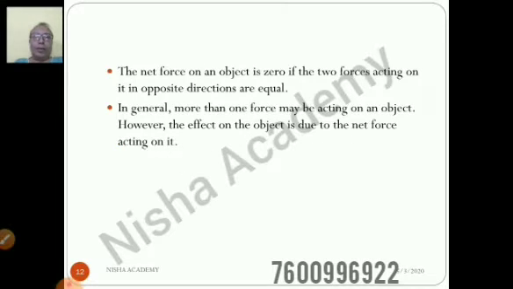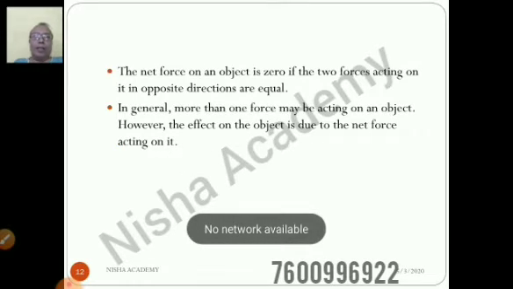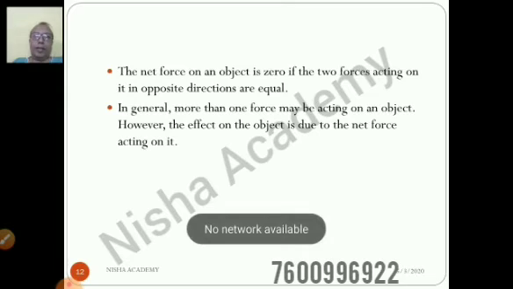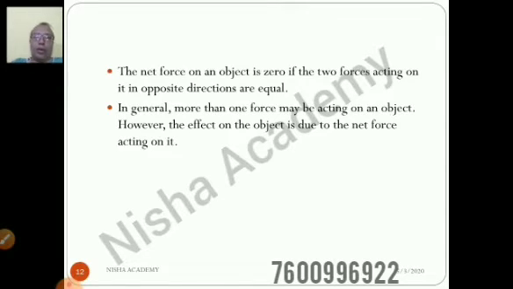And we had seen that the net force on an object can be 0. In this slide, the net force, meaning the difference of force on the object, is 0 if the two forces are acting in opposite directions and they are equal in magnitude. So what happens to net force? The net force, the resultant force, will be 0.